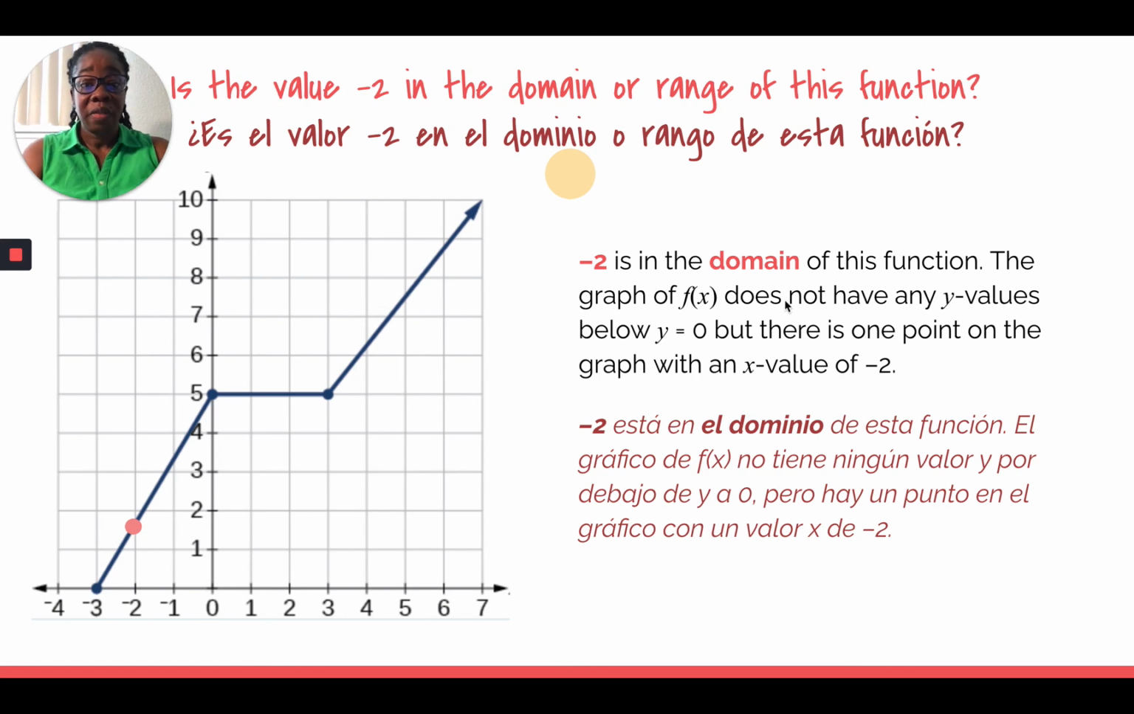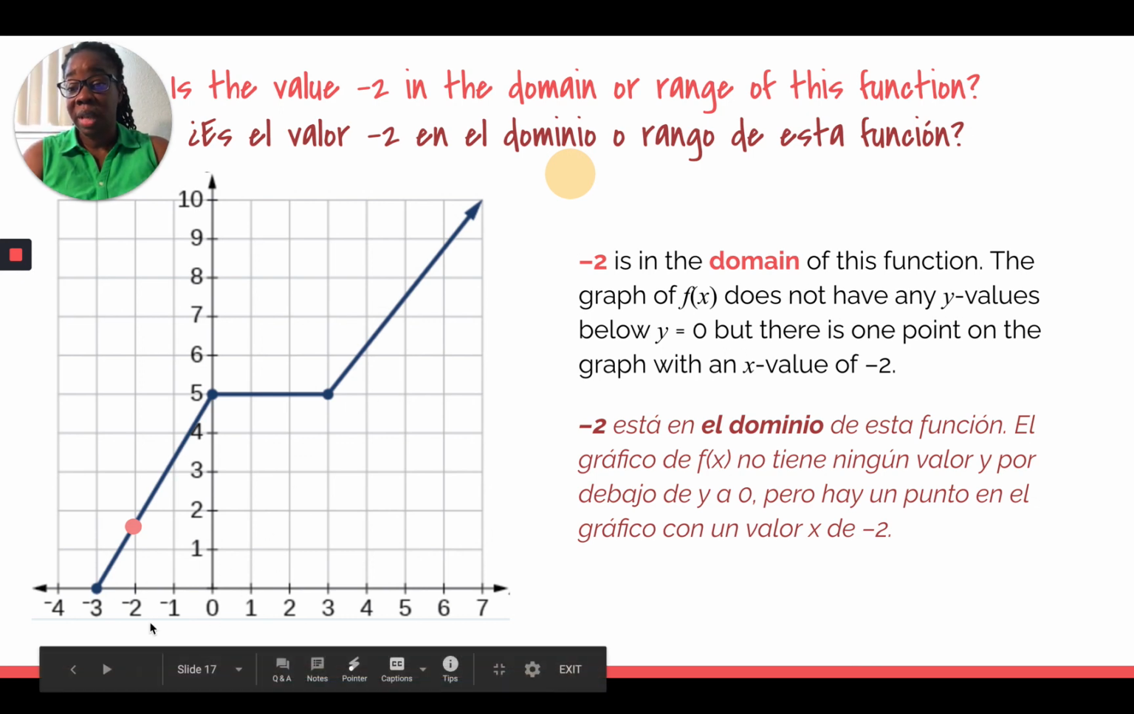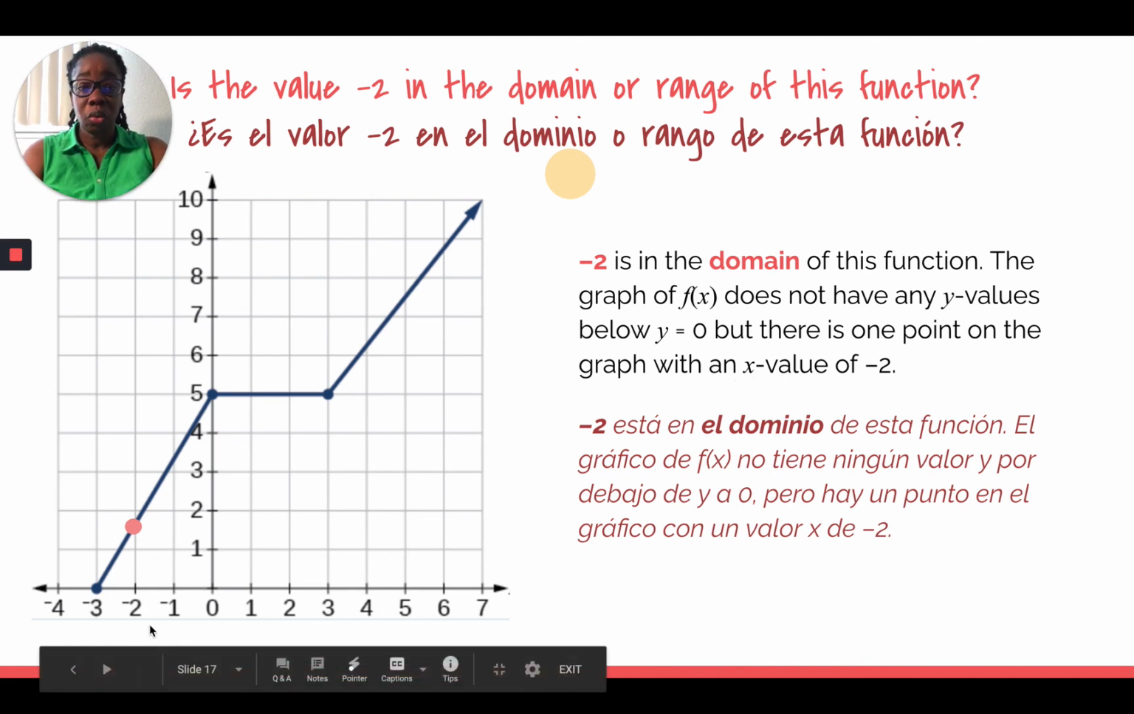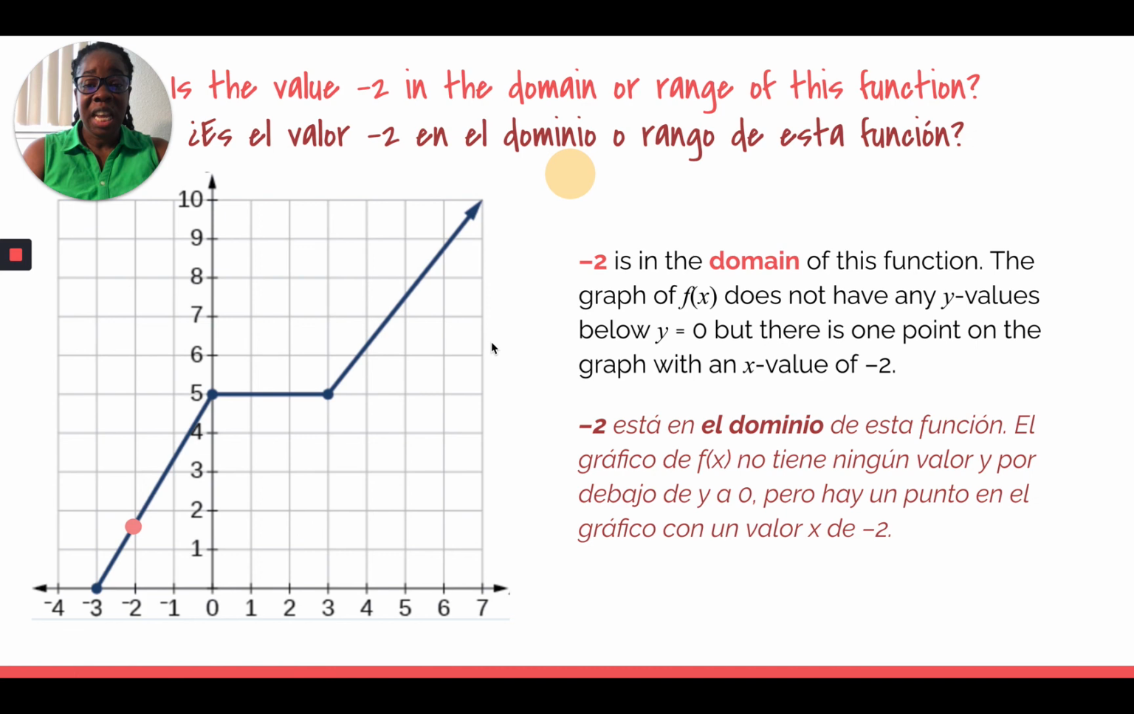The graph f of x does not have any y values below y is equal to 0. That means it doesn't have any negative y values. But there is one point on the graph that has an x value of -2. So it therefore means that -2 is actually in the domain of the function, but not in the range.